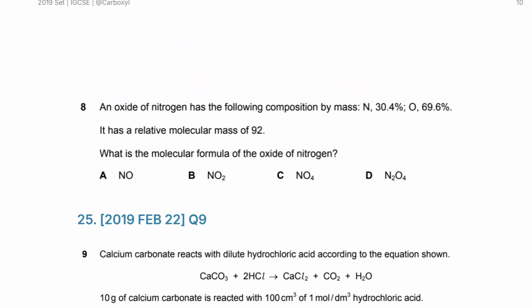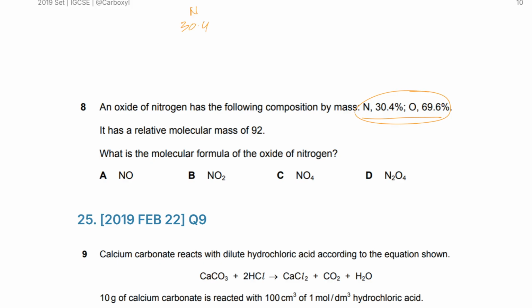An oxide of nitrogen has the following composition by mass. It has a relative molecular mass of 92. So that's the composition by mass. What is the molecular formula? So how do you calculate the empirical formula? First, from the percentages you calculate the empirical formula, and using the empirical formula and the molecular mass you calculate the molecular formula. So let's calculate the empirical formula.